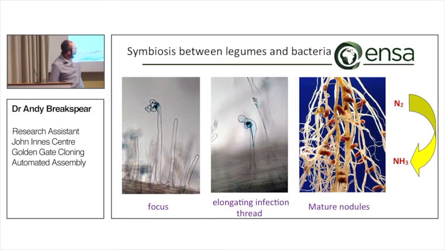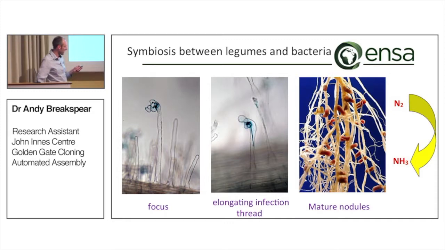This is the root here, the main root. The blue staining is actually bacteria. It starts with the bacteria binding these root hairs. They stick on tightly. Then the plant root hair starts to curl around the bacteria and grabs those bacteria tightly. That's what you can see here. This is what we call an infection focus.